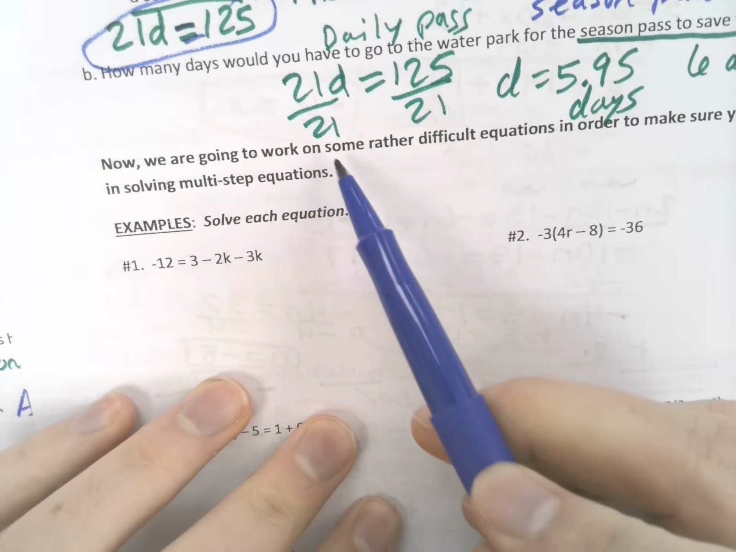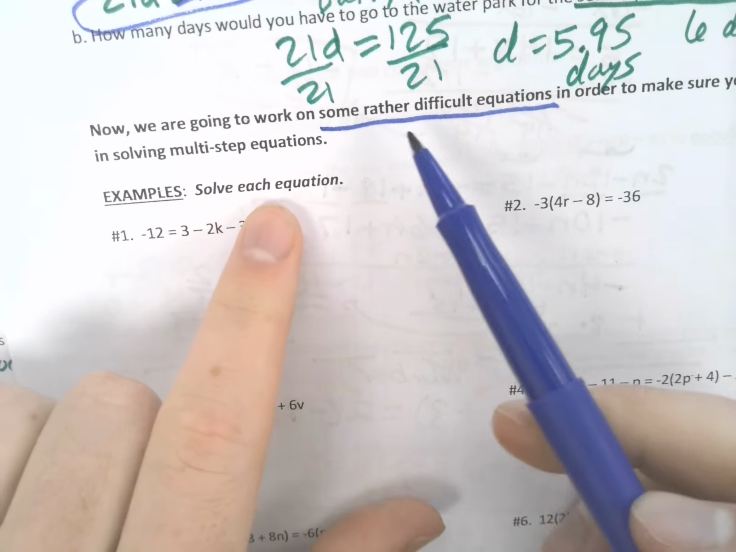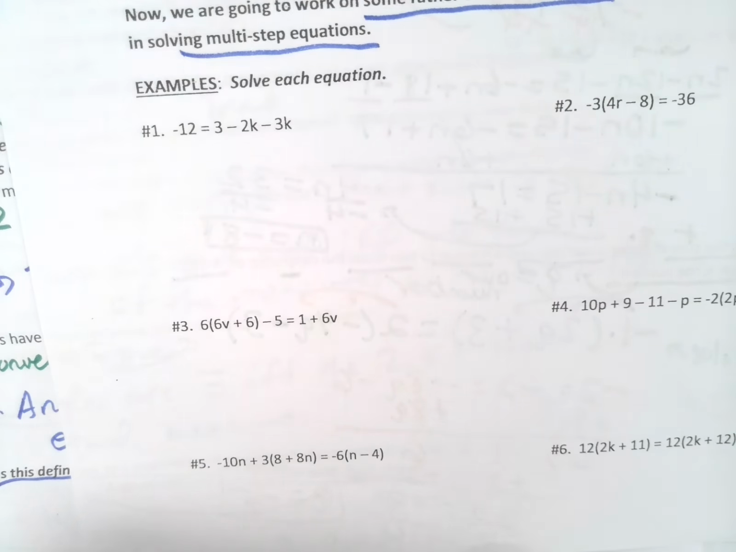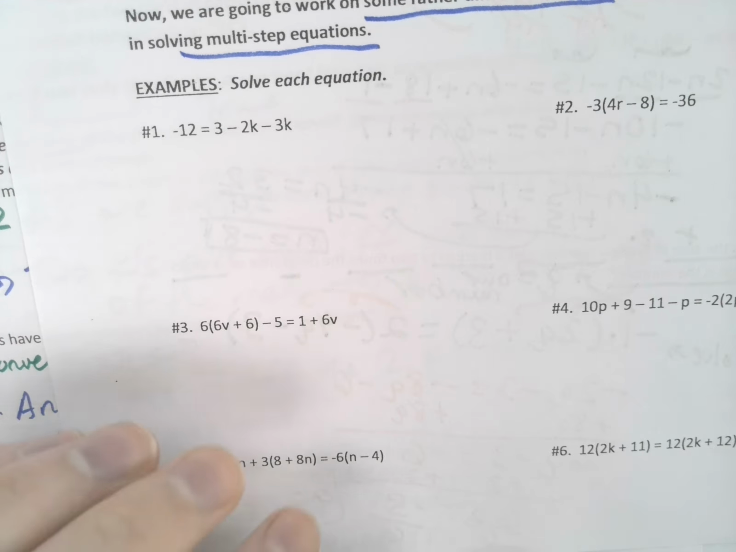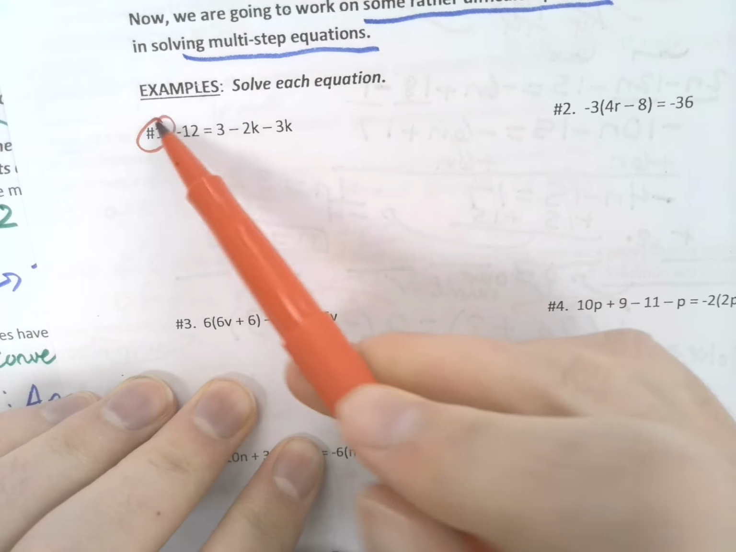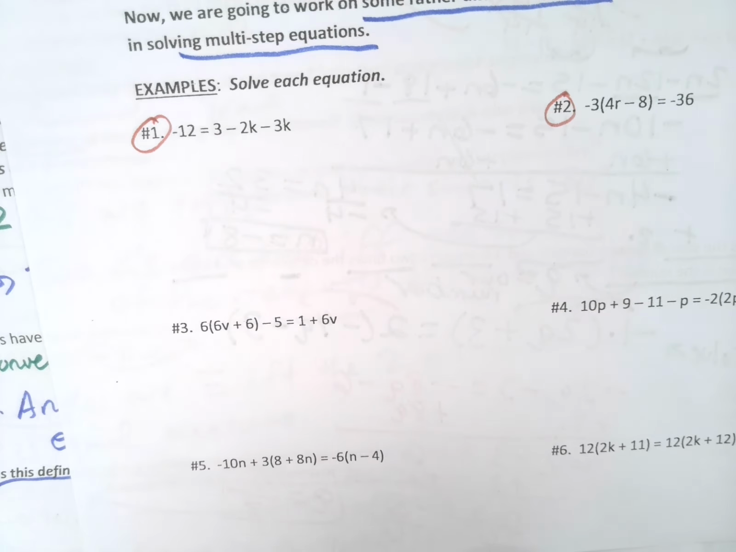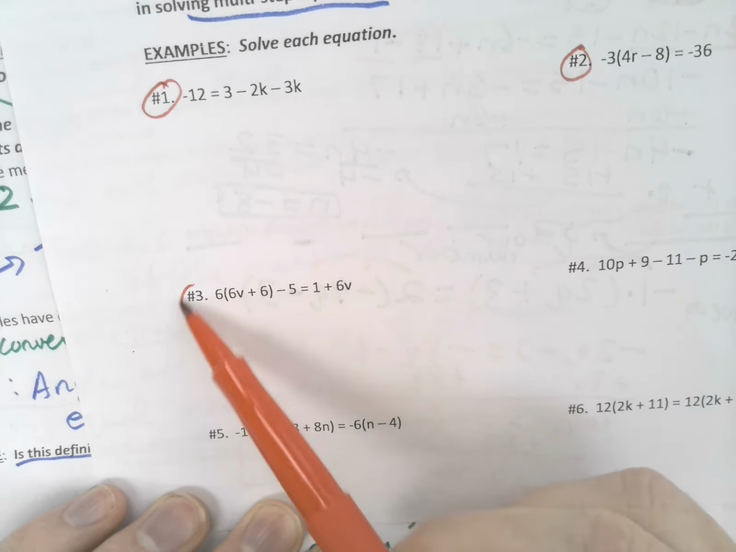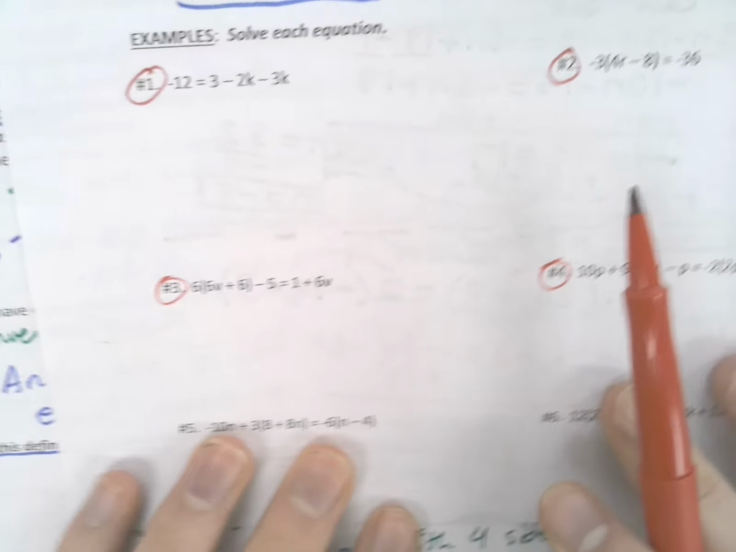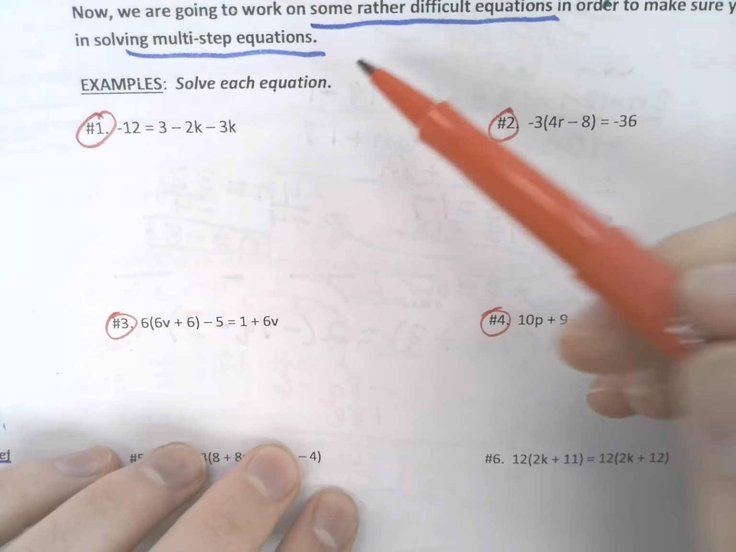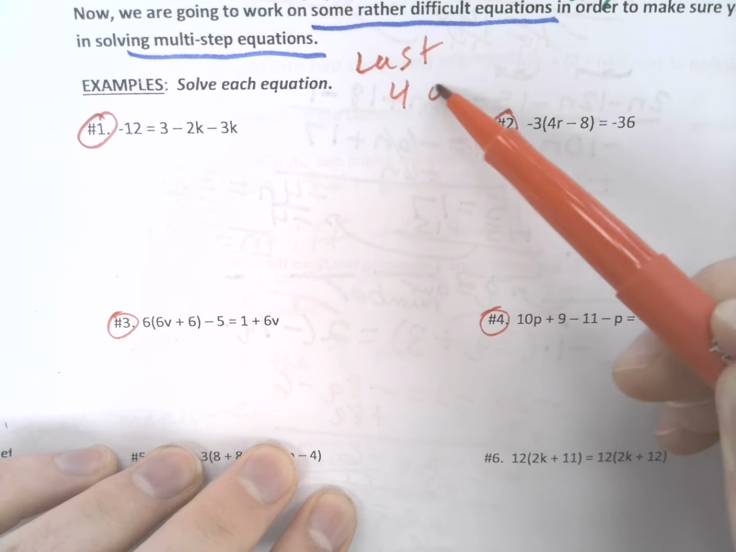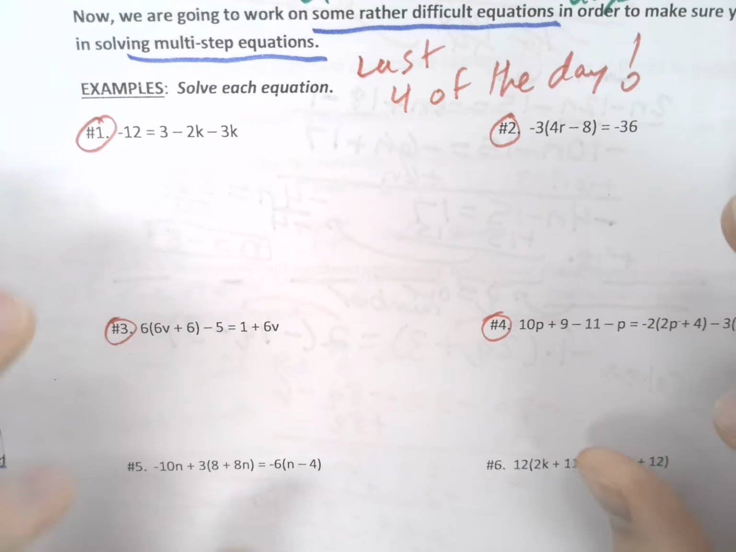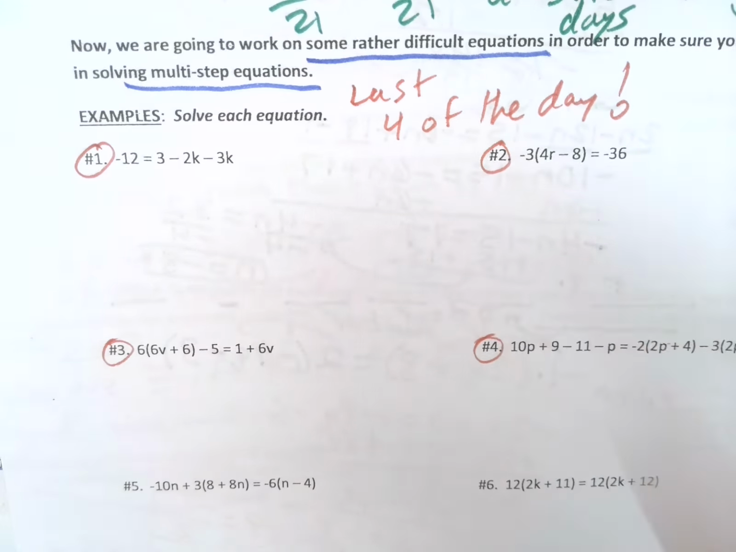And let's end today, guys, by looking at some of the more difficult equations that we've been practicing when solving multi-step equations. I'm going to give you guys a chance to try. Let's start off with some smaller ones. We're going to go 1 and 2. And then after that, I'm going to give you guys a chance to do 3 and 4. So these will be our last 4 problems of the day. Let's see what you guys have with these first 2.